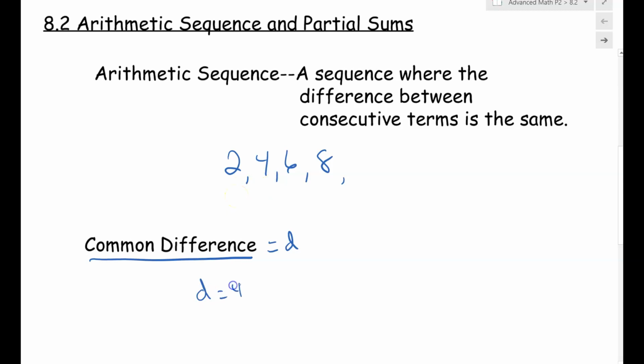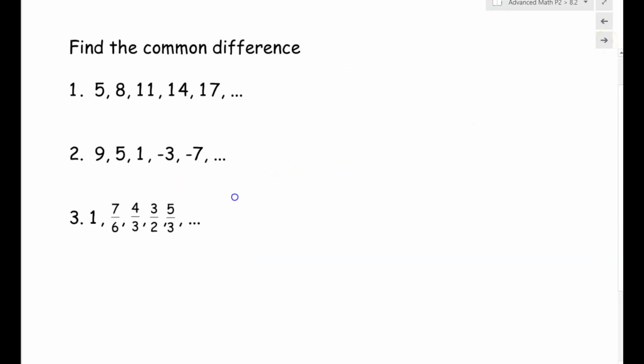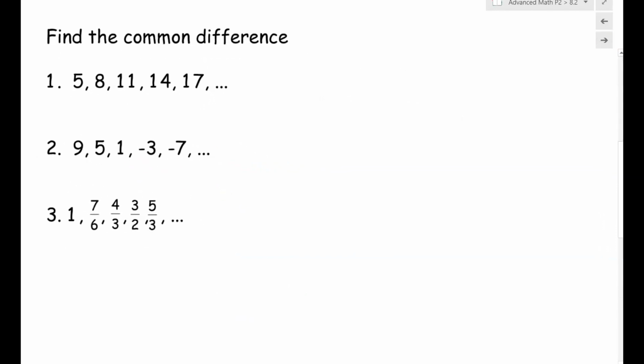So we could say 4 minus 2, that's 2. And you could have also done 8 minus 6, and you get 2. It should be the same throughout if it's arithmetic. That's one of the things we will look at later: checking to see if something is arithmetic or geometric. You do have to check a couple to see if that common difference is the same.